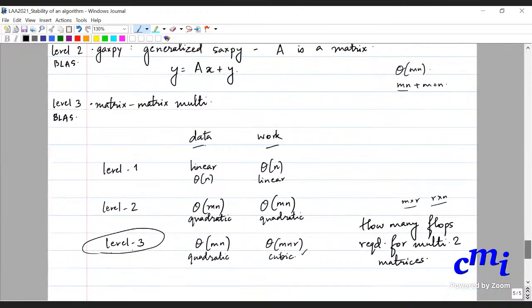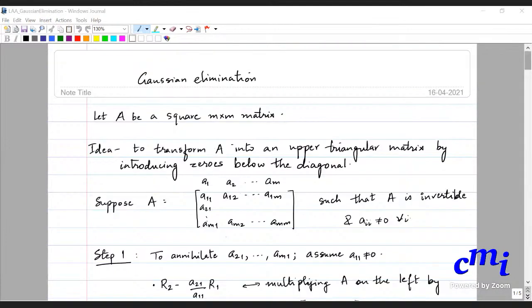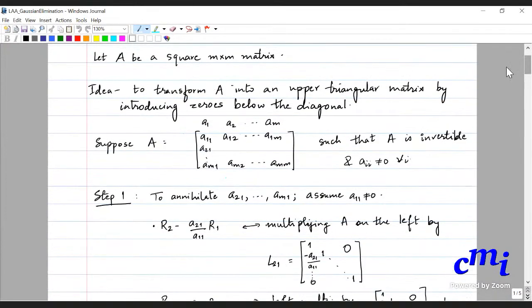So let me skip this for now, and I want to start talking about Gaussian elimination. I am sure everybody is aware of how Gaussian elimination is done. You have a square matrix, and then you try to transform it into an upper triangular matrix, right? That is by doing row operations.